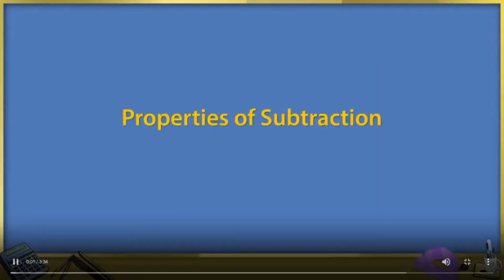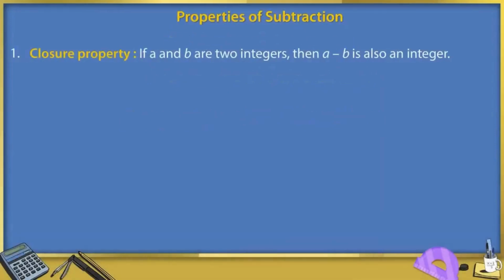Properties of subtraction. 1. Closure property. If a and b are two integers, then a minus b is also an integer. 5 minus 4 is equal to 1 and 5 minus (-4) is equal to 5 plus 4, which is equal to 9.